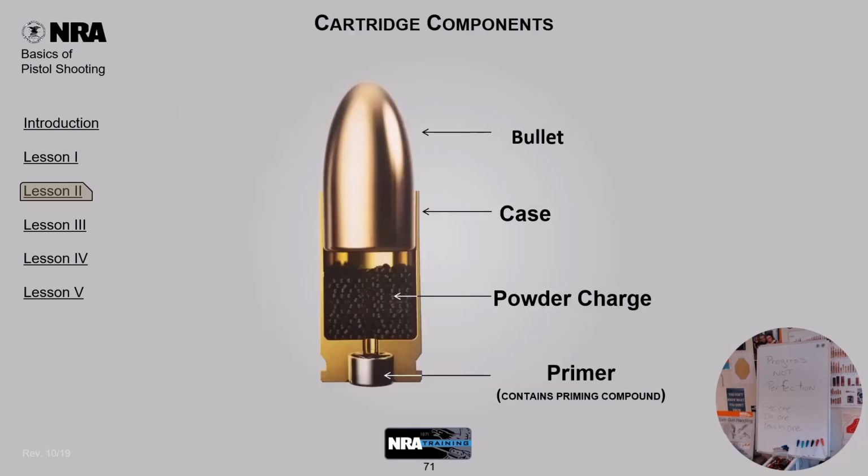Cartridge components: bullet, case, powder charge, primer. The bullet is the piece that actually leaves the gun and hits your target. The case is the thing that everything is put together in. Your powder charge and your primer are the chemicals which create the combustion, which pushes your bullet down your bore and gets it out of there.